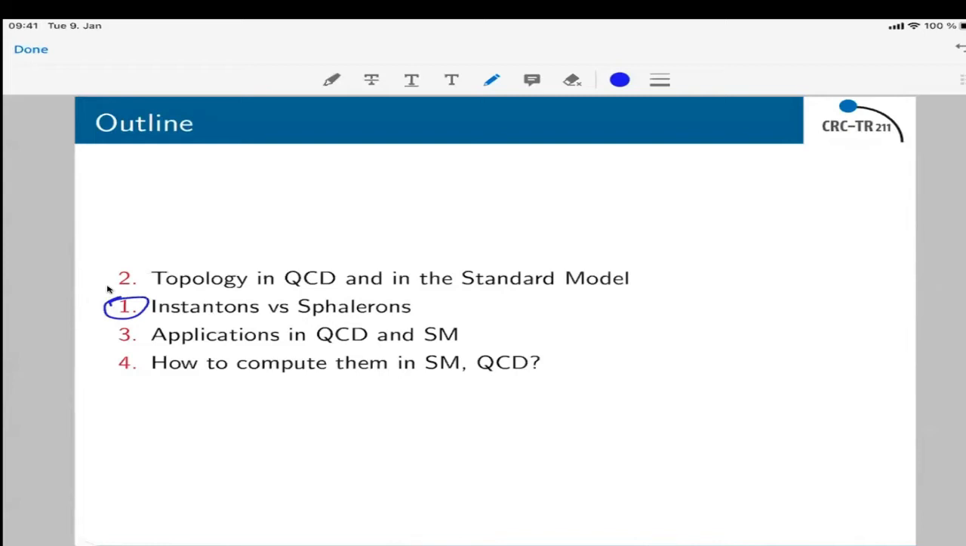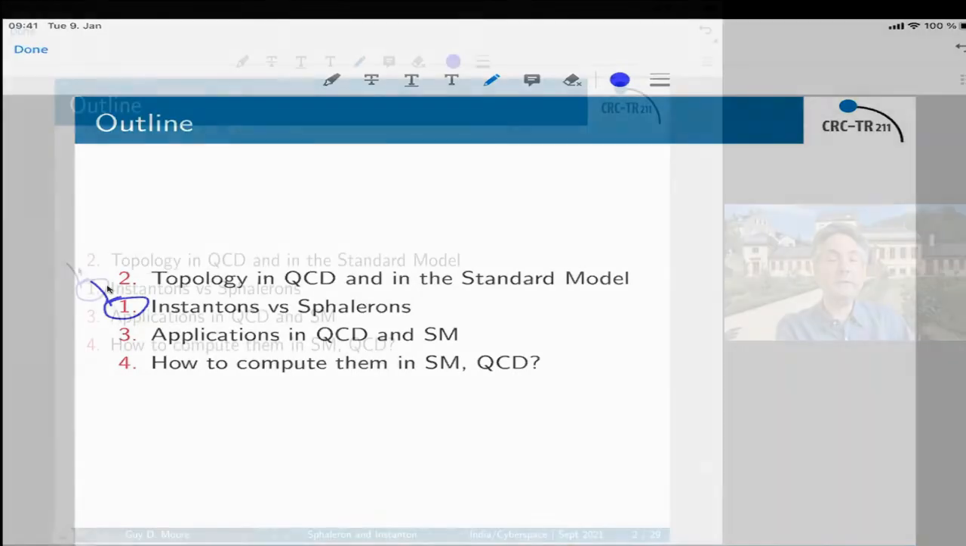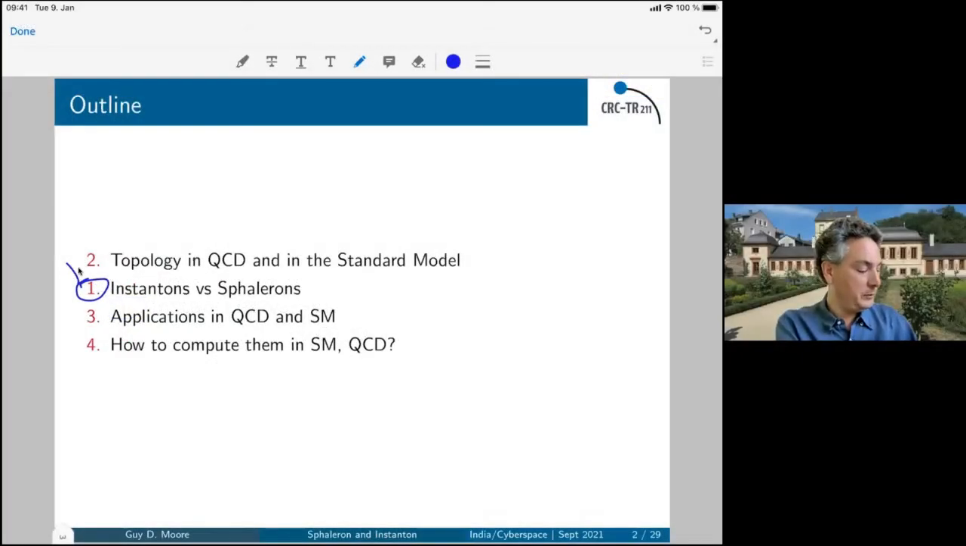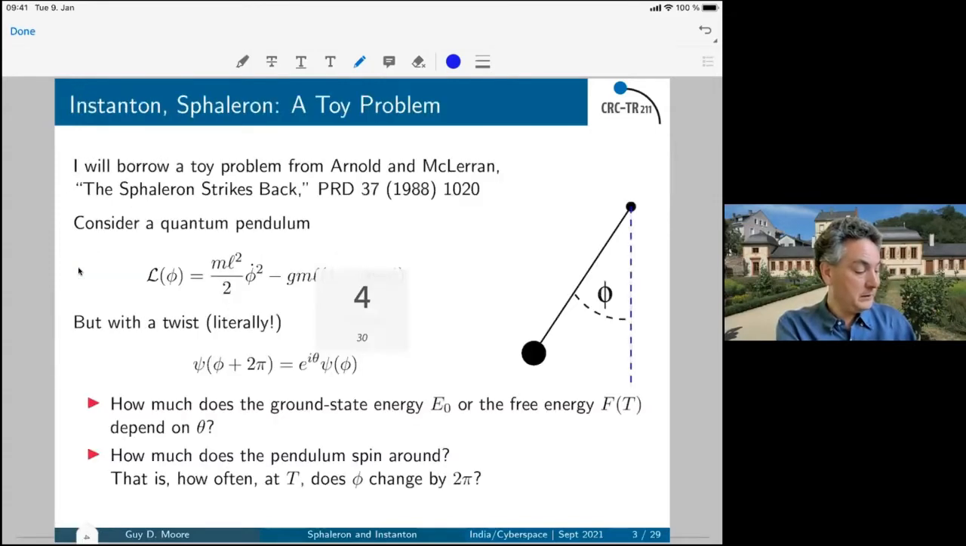Okay, everything's good. Okay, so I'm actually going to start and spend quite a bit of time explaining, so what is the notion of instanton and sphalerons, and when do I want one and when do I want the other? And there's a beautiful toy model for understanding this, which was presented by Arnold and McLerran in 1988 in a very nice paper called The Sphaleron Strikes Back. But nevertheless, I find that even now there are a lot of people who are a little bit confused about this. And so I thought I would go through this nice toy example, which makes it particularly clear what is an instanton, what is a sphaleron, when do I want one and when do I want the other.